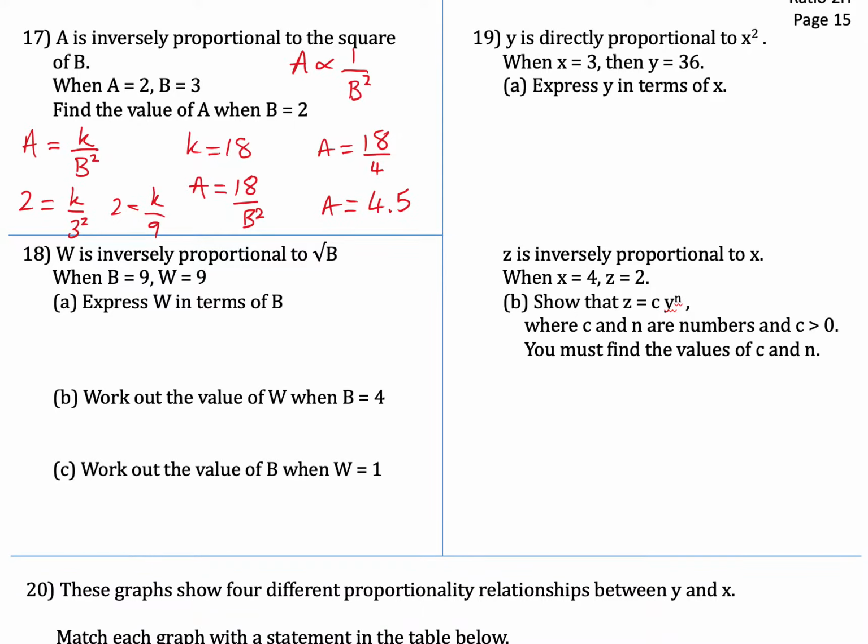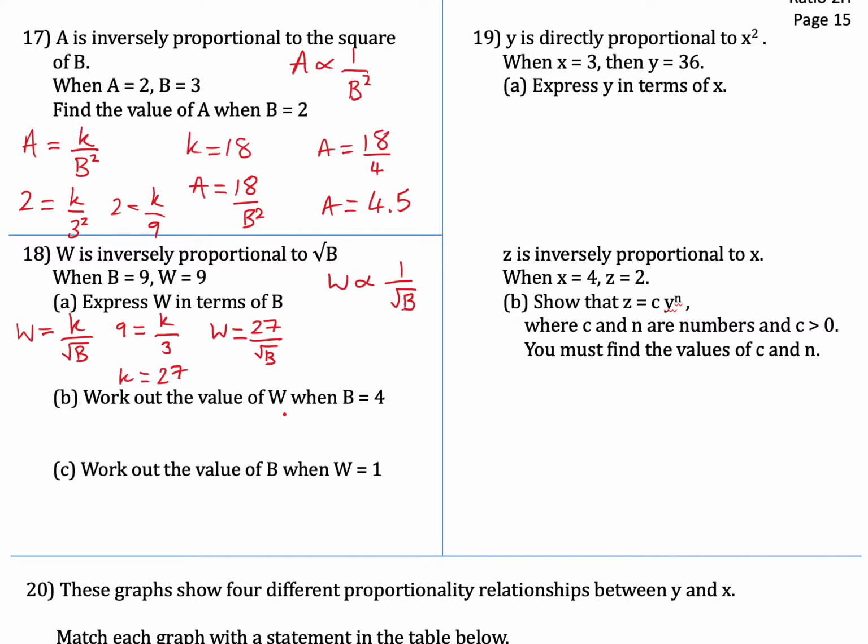Number 18. W is inversely proportional to the square root of B. So write that in equation. When B is 9, W is 9. So the square root of 9 would be 3. So k is equal to 9 times 3, 27. So my formula is W equals 27 over square root of B.